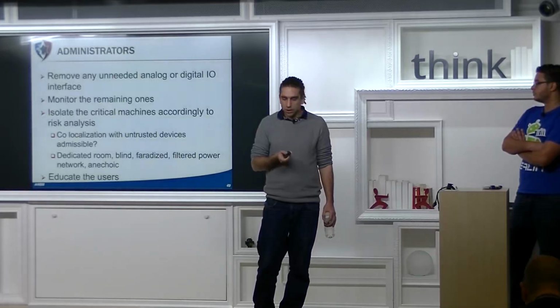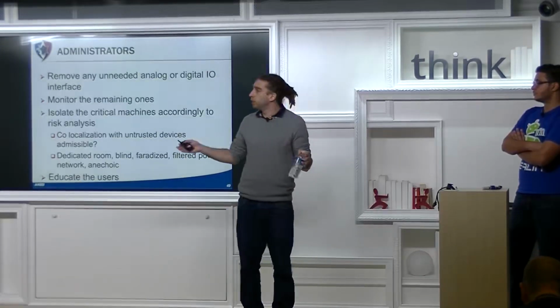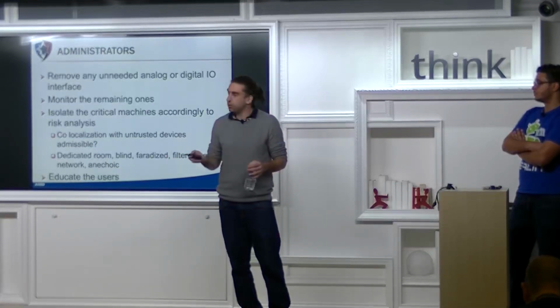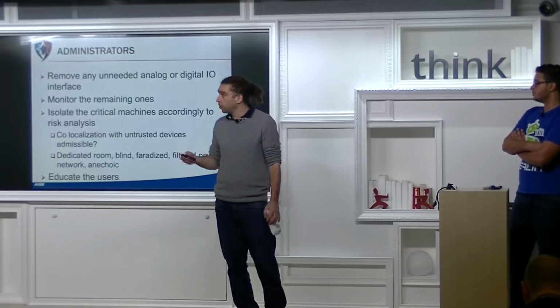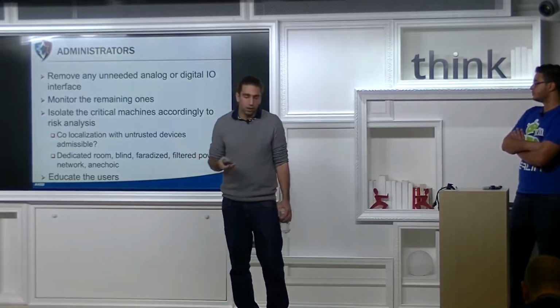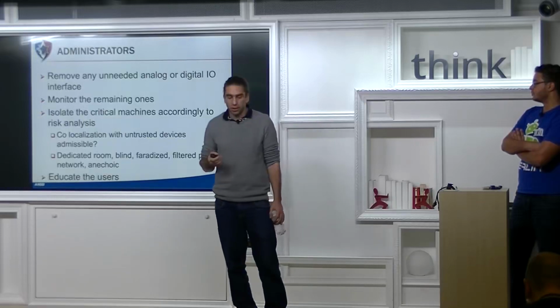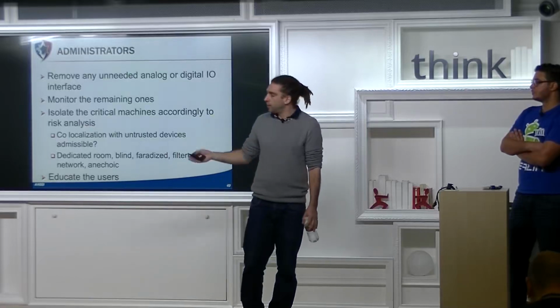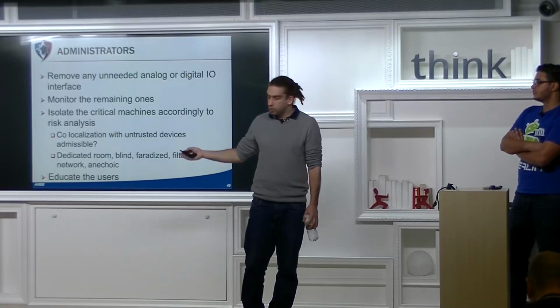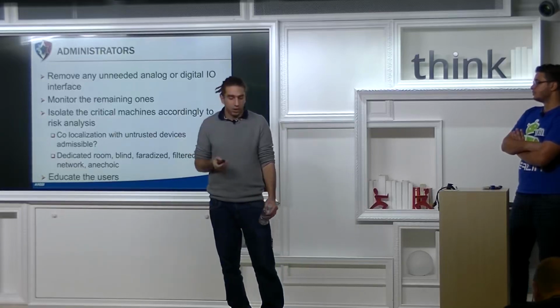One interesting question is whether colocalization with untrusted devices is admissible, and if yes, what is the admissible range to be sure that we are safe? And of course, the different tools that are available to push the isolation further are dedicated rooms, blind rooms, and ferretization is also a technology that can be used. There exist a lot of power network filters to filter the current that is passing through the power network, and for sound, the anechoic chambers.